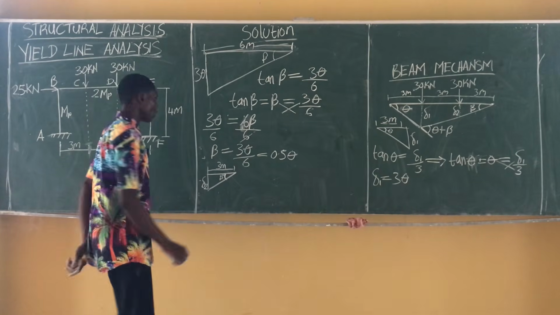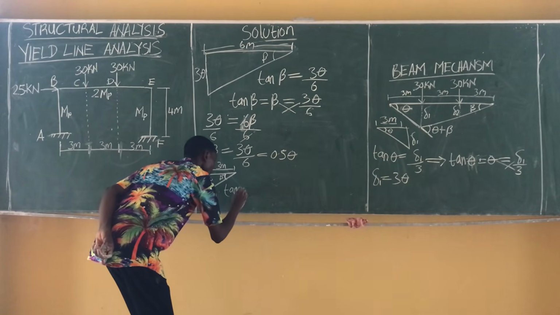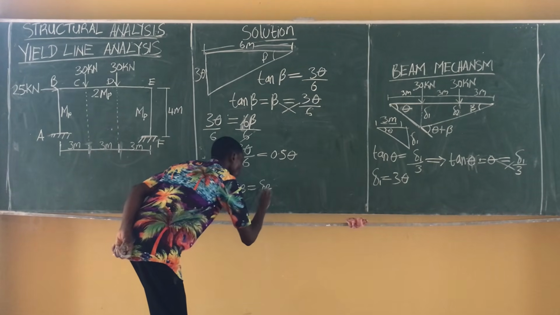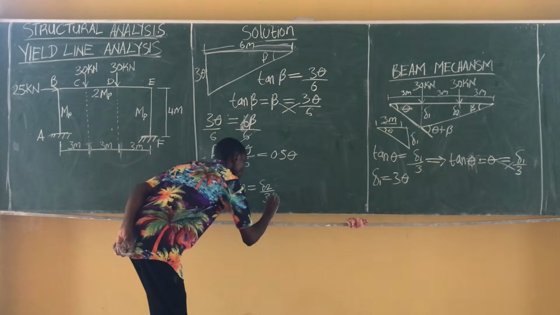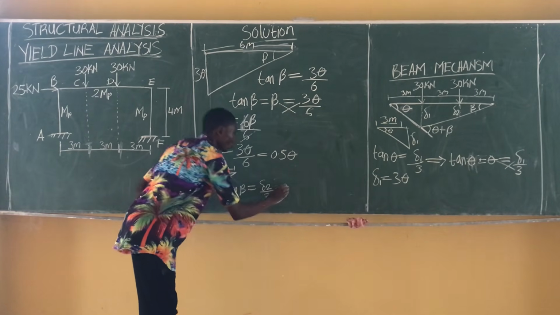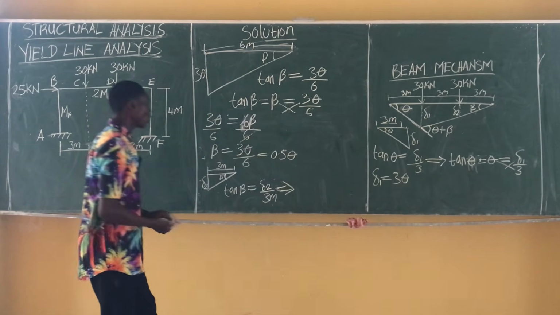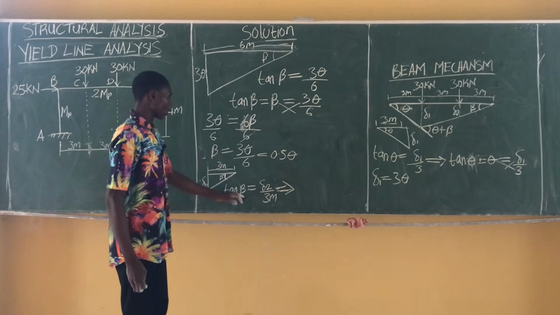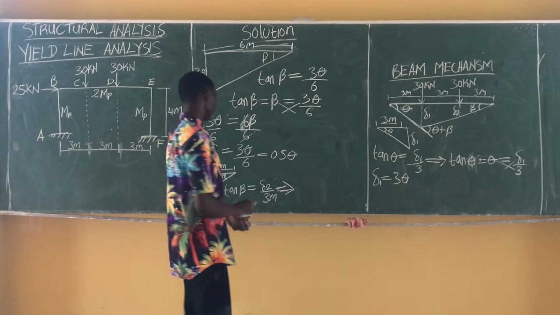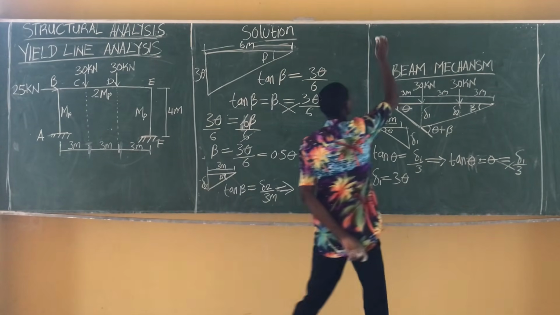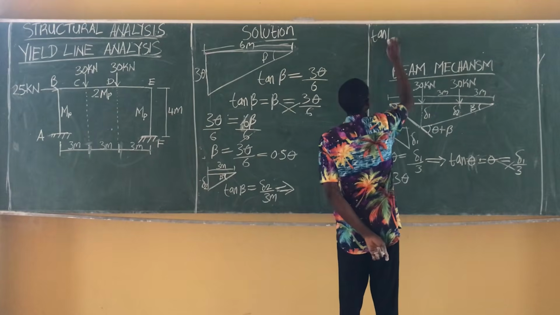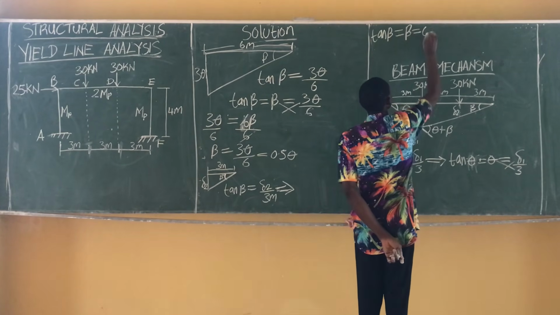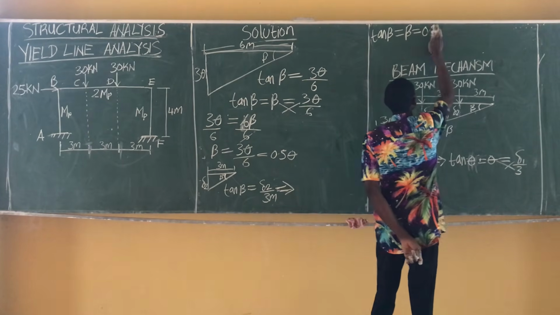Alright, so if we take tan of beta, which is equal to opposite over adjacent, which is 3 meters. As we know earlier, because this angle is going to be so small, tan beta can be taken as beta. And what is beta? Beta is 0.5. So we have tan beta equal to beta, and we know that beta is equal to 0.5. Okay, let's go.